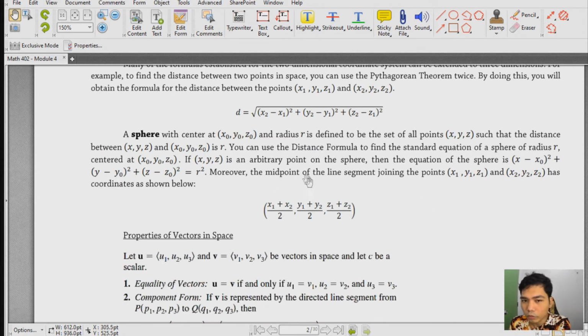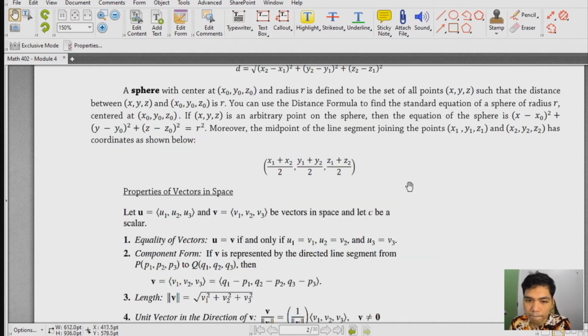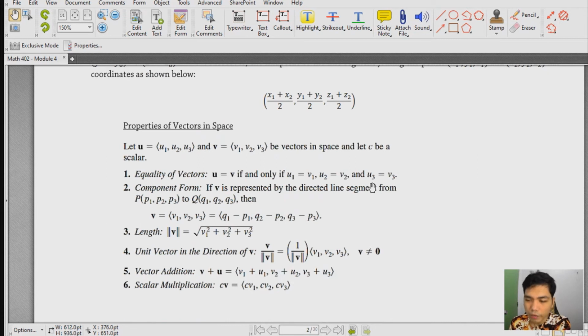And then if you want to find the midpoint of the line segment that joins any 2 points sa ating xyz plane, that's just the same. Take the average of those 2 points and then you will get the midpoint. So what about vectors? Ano ba yung mga properties ng ating mga vectors? Kasi we're talking about points kanina. So for vectors, let's say we have a vector u and vector v. So meron akong dalawang vectors. Imagine meron akong dalawang parang arrow na dinrawing sa ating xyz plane.